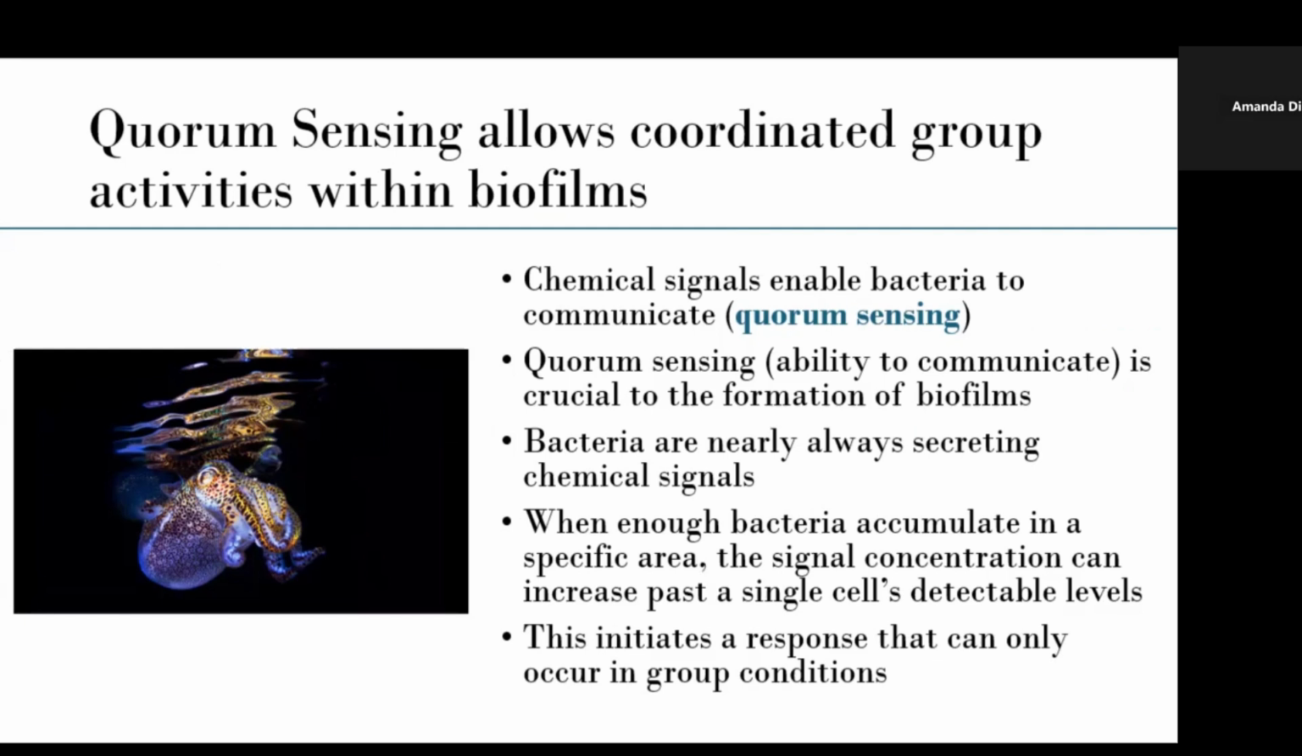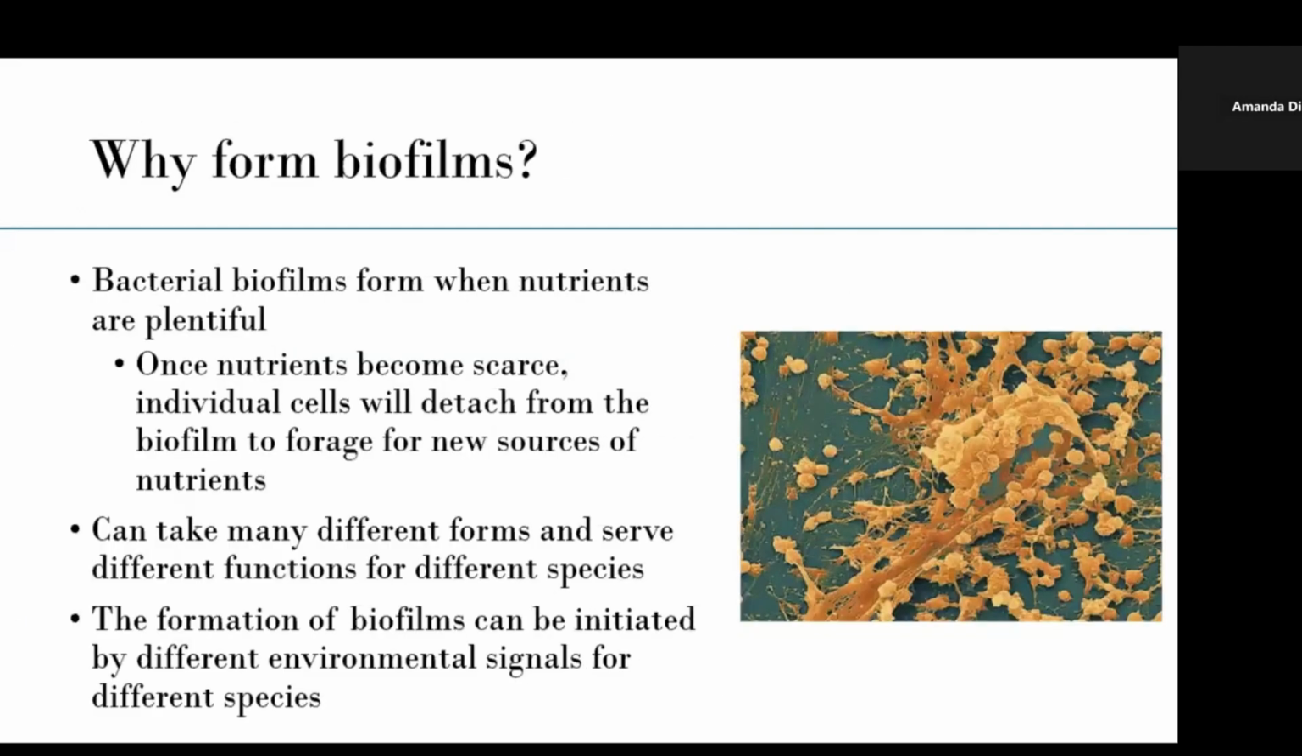They don't want to do that too early because a lot of these virulence factors will set off our immune system. They want to wait till their numbers are high enough that they could potentially overwhelm our immune system. So that's another cool use of quorum sensing. So why form biofilms?